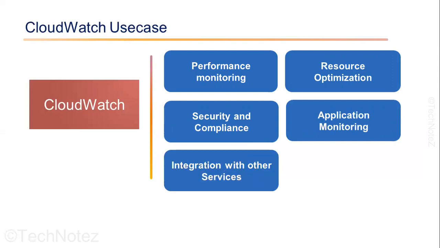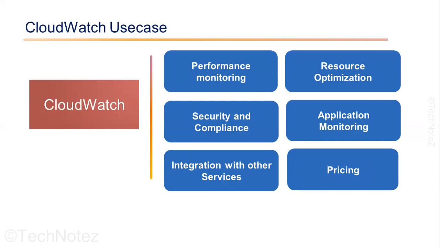Integration with other AWS services. CloudWatch can be integrated with a wide range of AWS services, including Amazon EC2, Amazon S3, AWS Lambda, and many other AWS services. You can use AWS CloudWatch with any services that support CloudWatch metrics and logs. Pricing. CloudWatch offers a free tier that includes basic monitoring and alarm functionality. Additional charges apply for more advanced monitoring features such as custom metrics and dashboards.